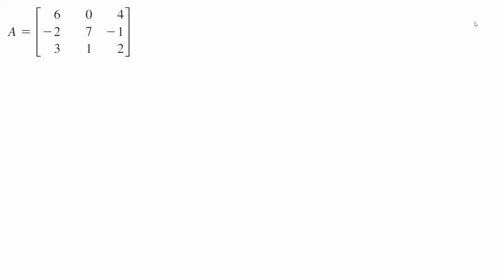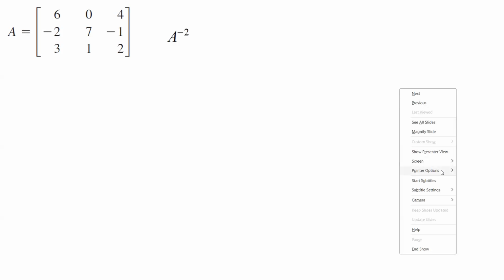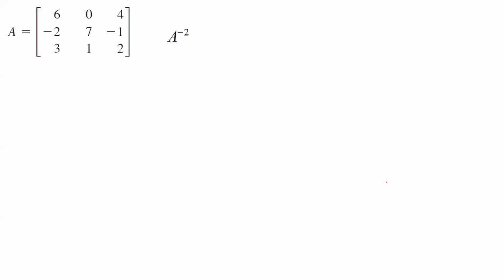In this question, you're asked to find the inverse of the matrix raised to power 2. So how do we calculate this? The best way is to find the inverse of the matrix first. So we're going to use the adjoining matrix method to find the inverse of the matrix.